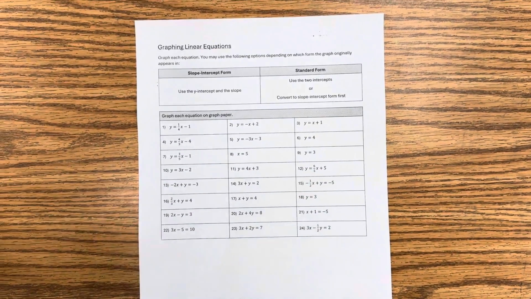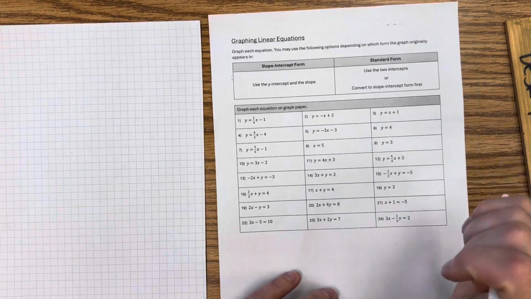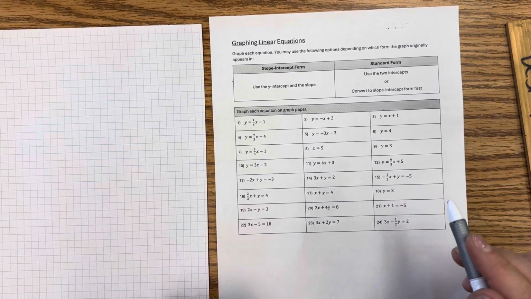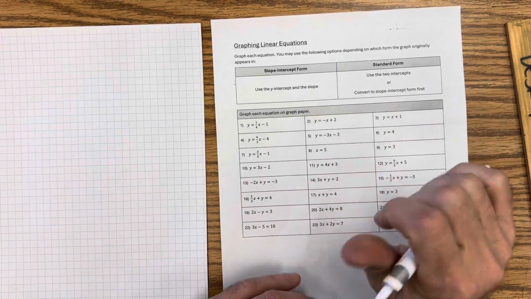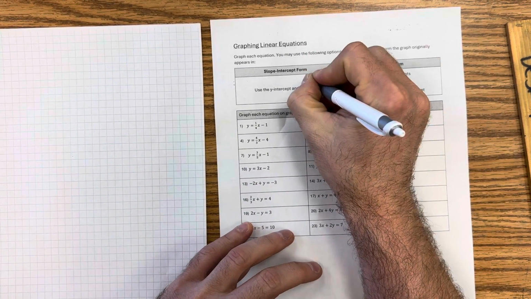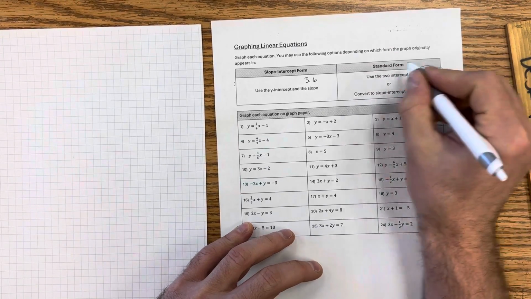So let's go ahead and get started today. We're doing a pop quiz breakdown. They had a quiz today over graphing in slope-intercept form or in standard form. We have notes on both of these. This is our 3.6 and this is our 3.5.